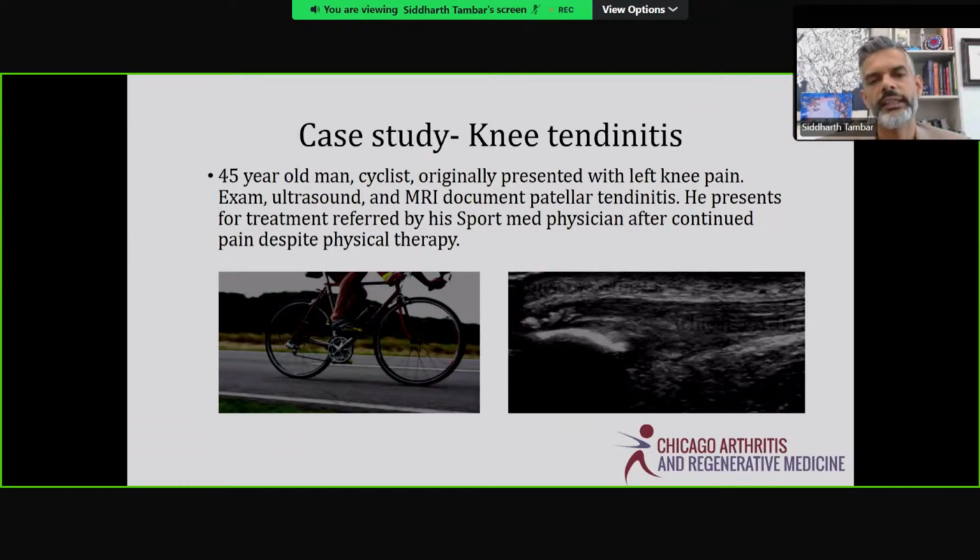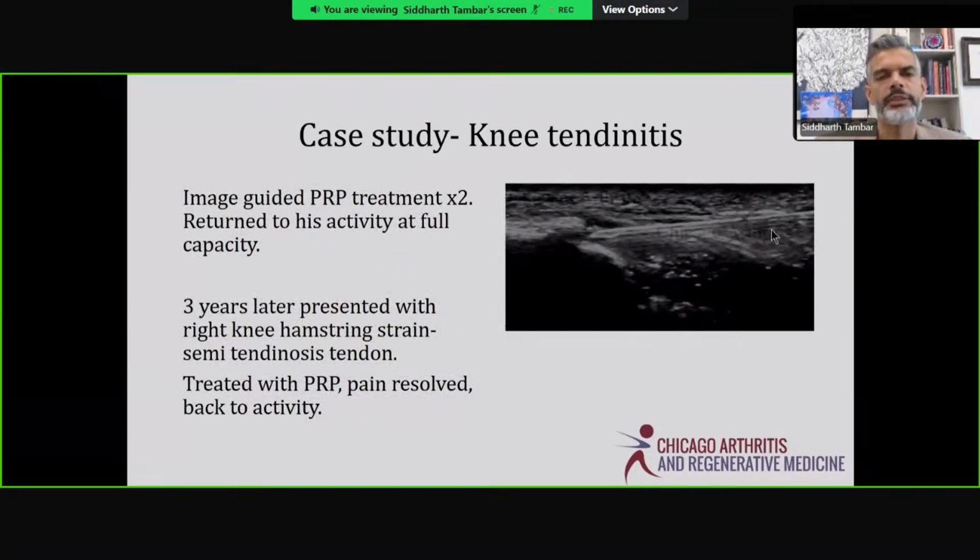The picture on the right is of a tendon. Not sure if you can see my cursor here, but the hyper white line is the bone. That's the patella, the kneecap. This long structure is the patellar tendon, and where you see these small bone spurs is where the tendon is tendinopathic, meaning irritated. This is a picture on the right where the needle is injecting directly into the tendon where it's been injured. He had 2 platelet treatments, PRP treatments, and he was able to get back to his full activities. I saw him 3 years later for his other leg now, a hamstring injury.